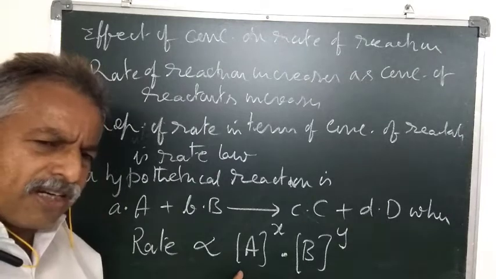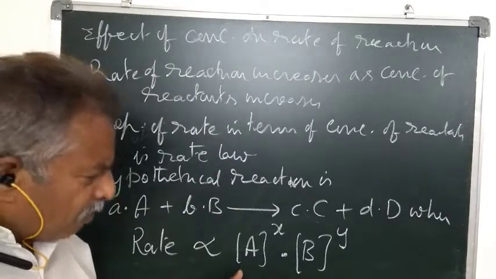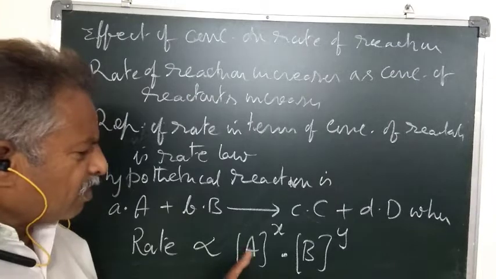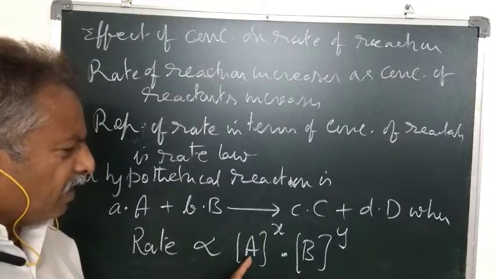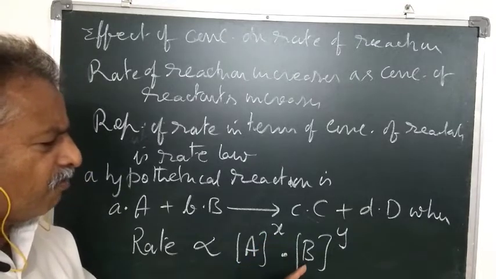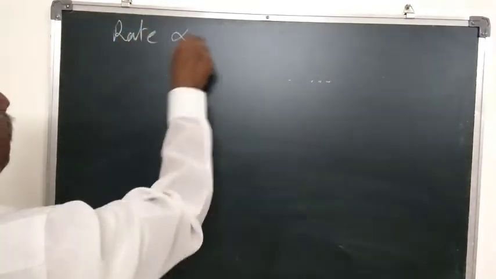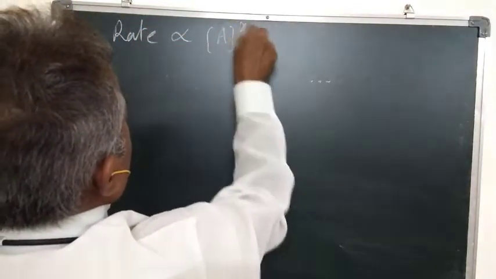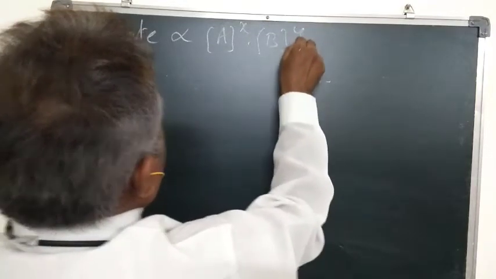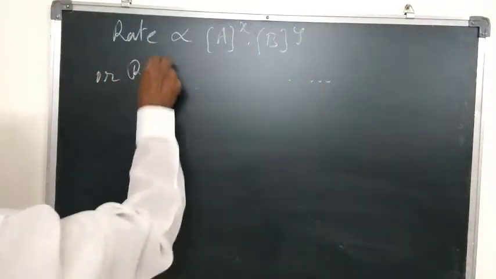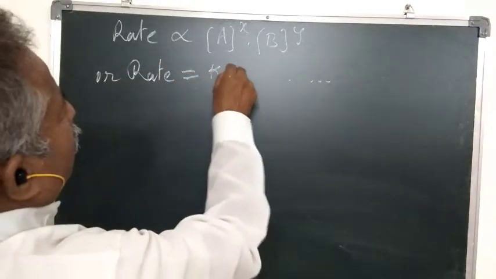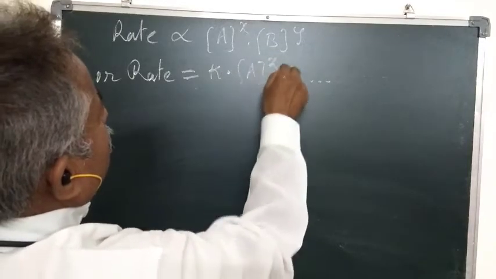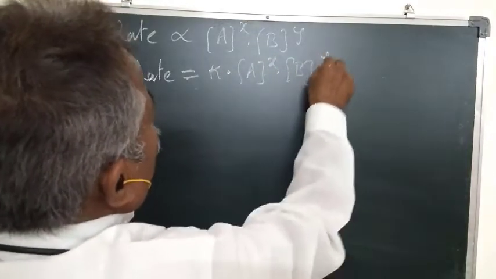Here concentrations are represented by keeping the symbol of the element or formula of the compound in square brackets. Now rate is proportional to [A] to the power x into [B] to the power y. Or, to remove this proportionality, we have a constant k: rate is equal to k into [A] to the power x into [B] to the power y.